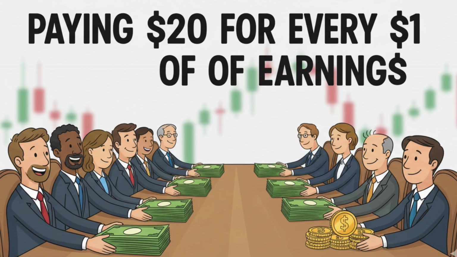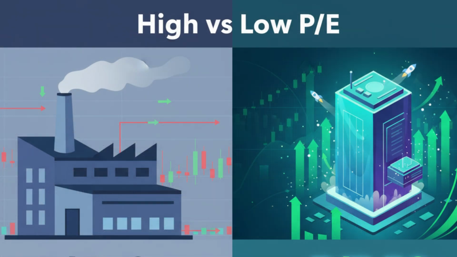But that number, 20, actually tells you a lot about investor expectations. A high PE ratio means investors believe the company will grow quickly in the future, so they're willing to pay more today. A low PE ratio might mean the stock is cheap or undervalued, or it could mean the company isn't expected to grow much.